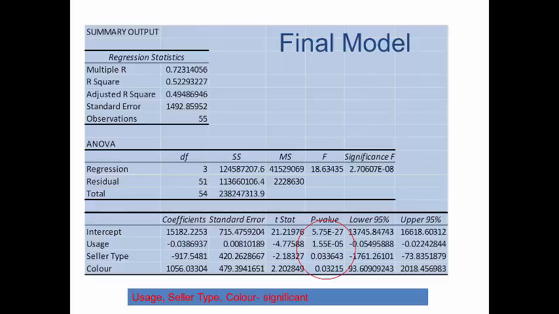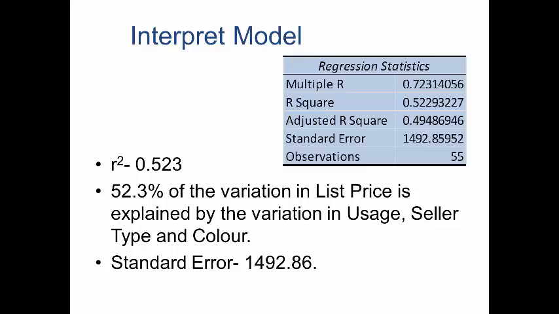Now, just because it's the best model, this does not mean that the model is actually useful. We need to decide if the standard error and the R squared are acceptable, for example. So now let's interpret our final model and decide if it's actually useful. The R squared is 0.523. This means that 52.3% of the variability in list price is explained by the variability in usage, seller type and colour. The standard error is $1,492.86. This is somewhat large but acceptable for the purpose of predicting list price, and the R squared is meaningful, it's over the 50%, and given what we're predicting, it's not going to be too problematic.